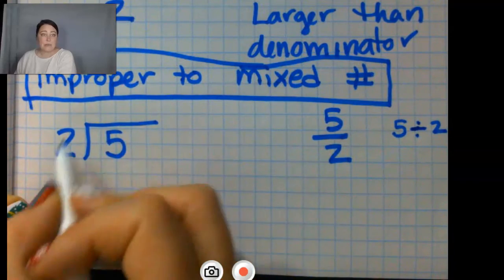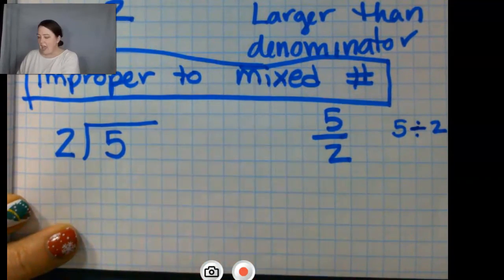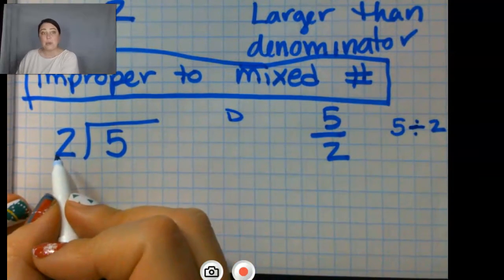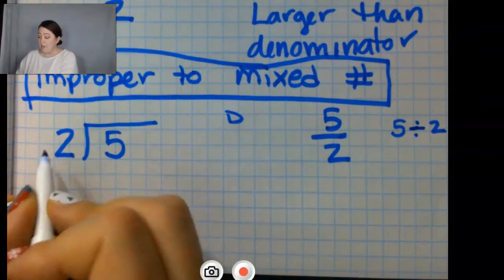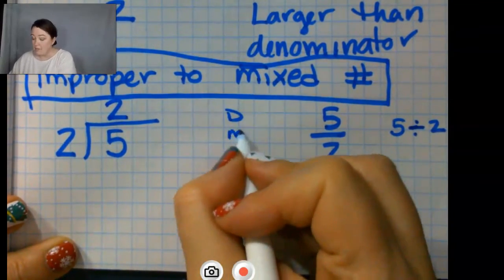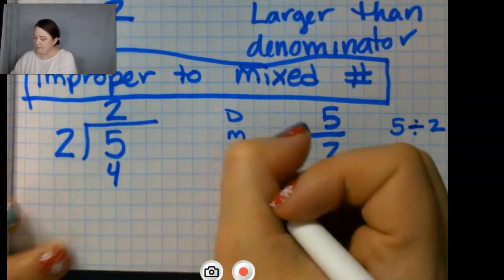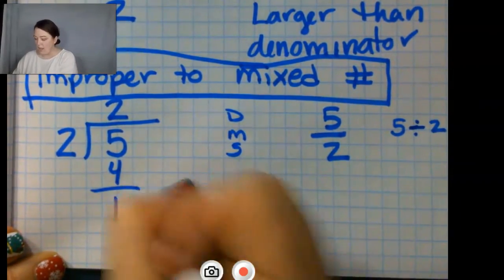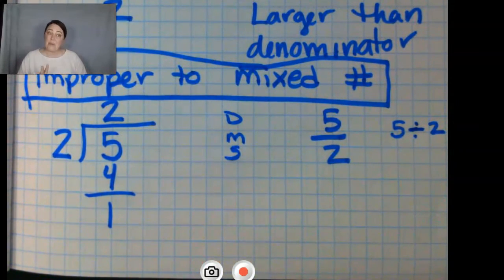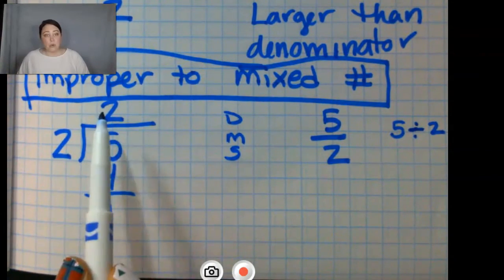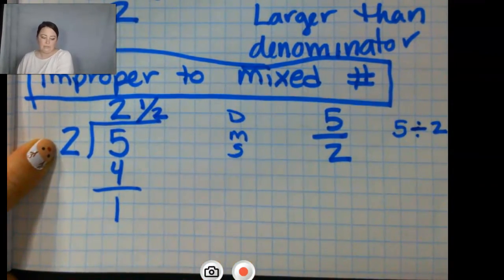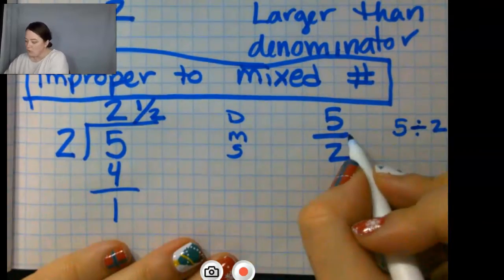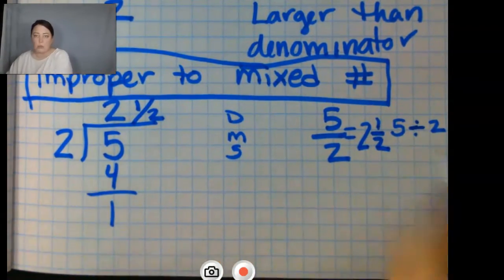So 5, Ned inside the house, donkey outside the house. So then I have to think, I'm going to divide. How many twos are in five? What is five divided by two? Well, five divided by two is two. Divide. Multiply. Two times two is four. Subtract. Five minus four is one. I don't have anything else to bring down. Now, if I was going from a fraction to a decimal, I would just keep going, but we're not doing that. So now I have two with one out of two remaining. See what I did there? I have two wholes with one of the two remaining.